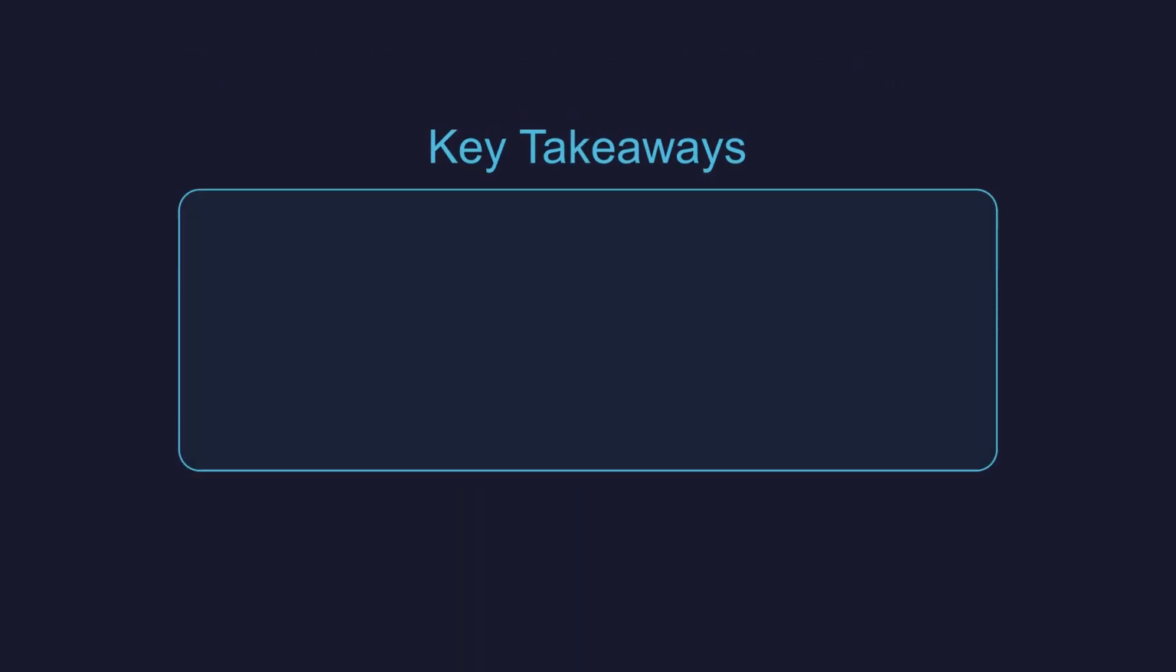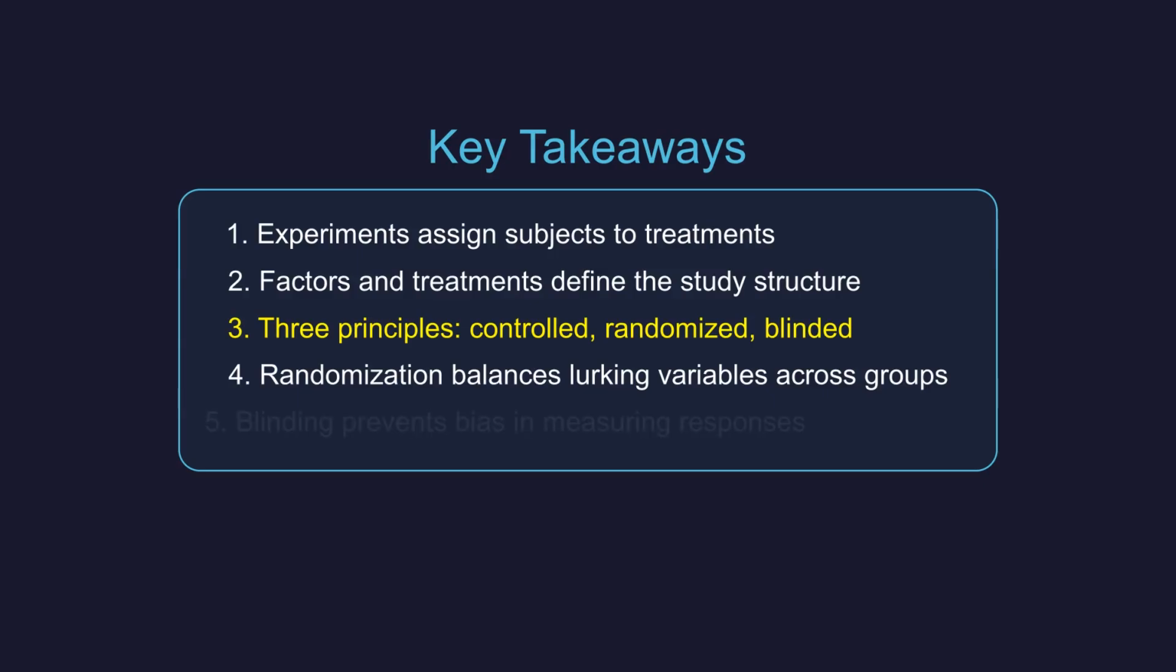To recap, experimental studies actively assign subjects to treatments. Factors and treatments define the structure of the study. The 3 key principles are controlled comparison, randomization, and blinding. Randomization balances confounding variables, and blinding prevents measurement bias.